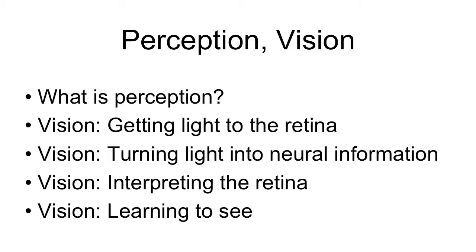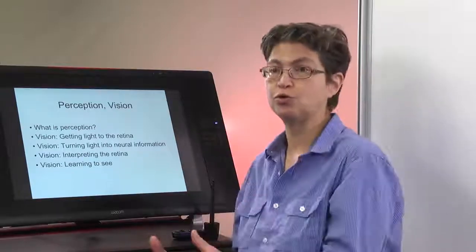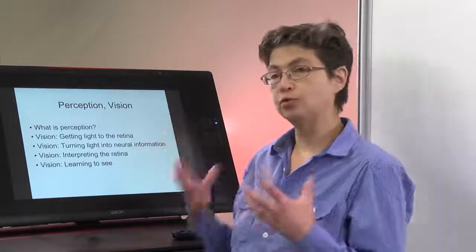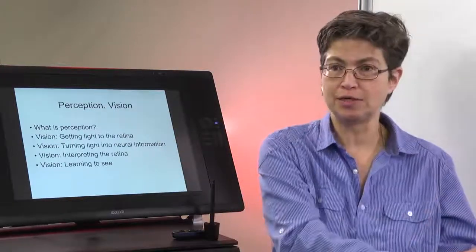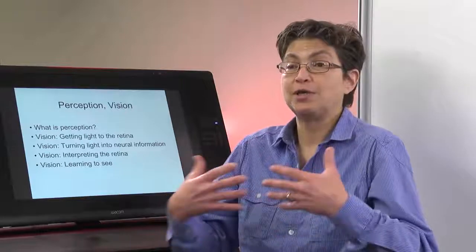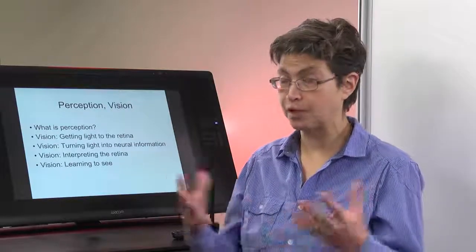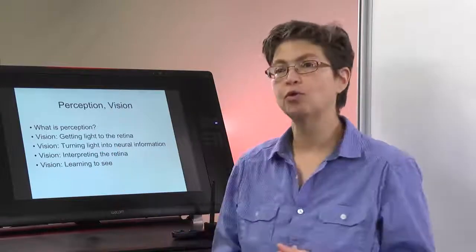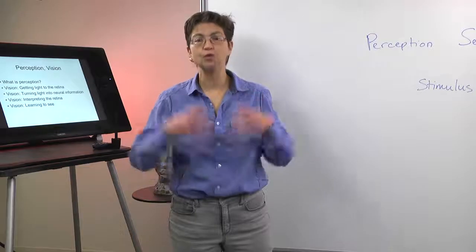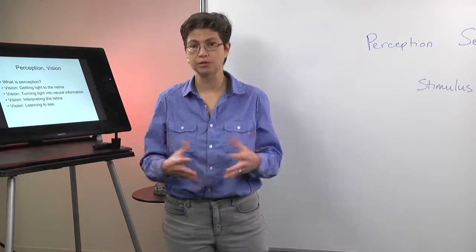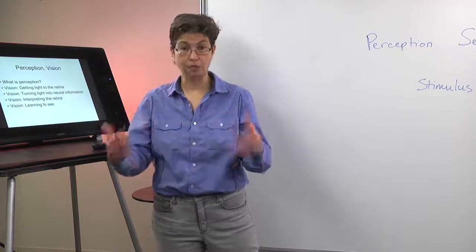how the light which reaches the retina is turned into a neural signal. Then we'll look at how, when the retina sends on the information to the rest of the brain, that information gets interpreted into a perceptual percept. And finally, we're going to talk about the fact that we're not born knowing how to see. We learn how to see, and the importance of early experience on seeing correctly.